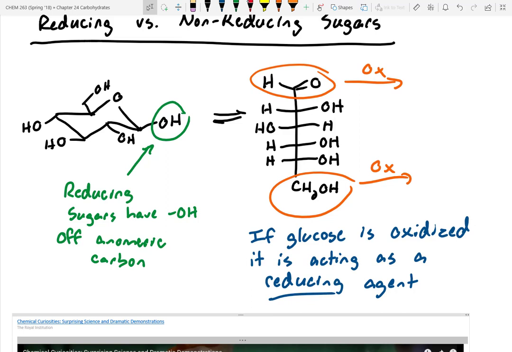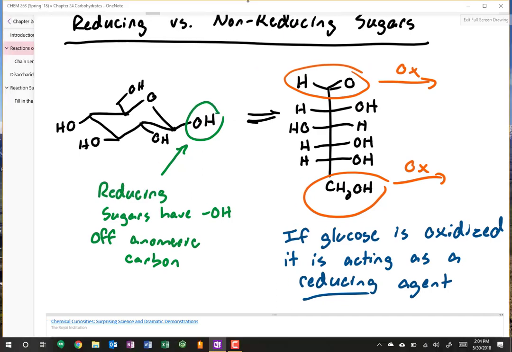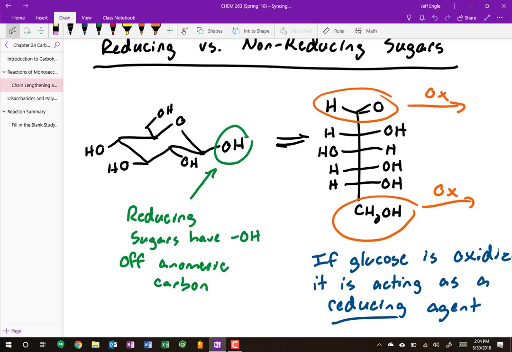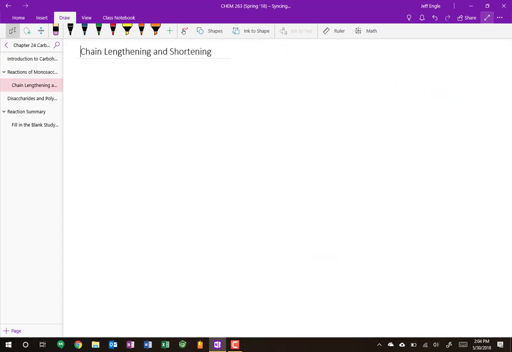So those are the basic reactions of carbohydrates. Most carbohydrates nowadays, you just buy bottles of them from Sigma Aldrich or somewhere online. But prior to that, they actually built their own carbohydrates. So we'll look at some old school chemistry. And this involves the chain lengthening and shortening of various carbohydrates. And we'll start off with lengthening.